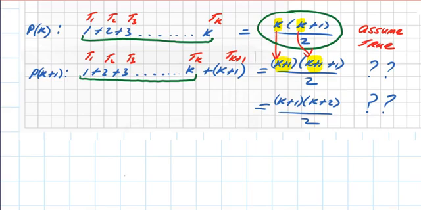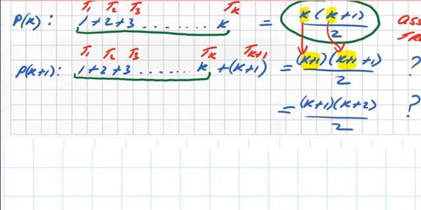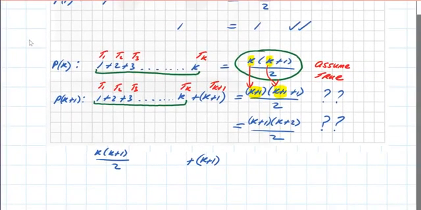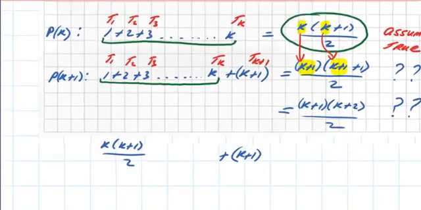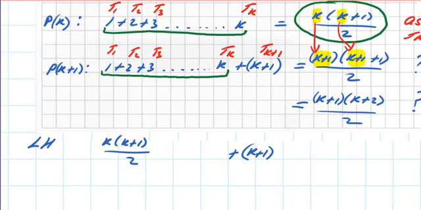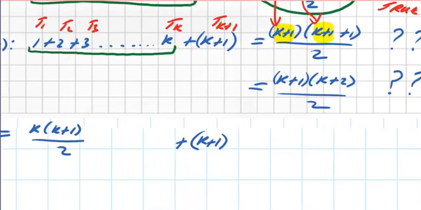So we can now replace 1 to k with k into k plus 1 over 2. And don't forget, we still have the plus k plus 1 hanging on at the end here. We'll call that the left-hand side for the moment, LHS for left-hand side. And the whole point is to prove that's equal to the right-hand side, which is over here.